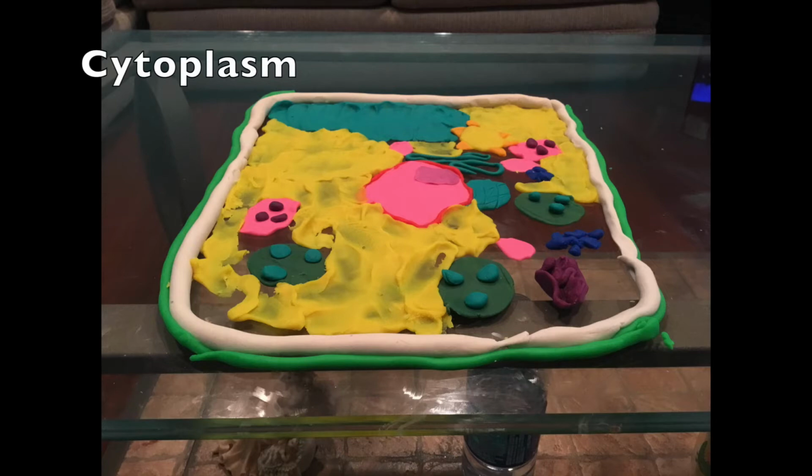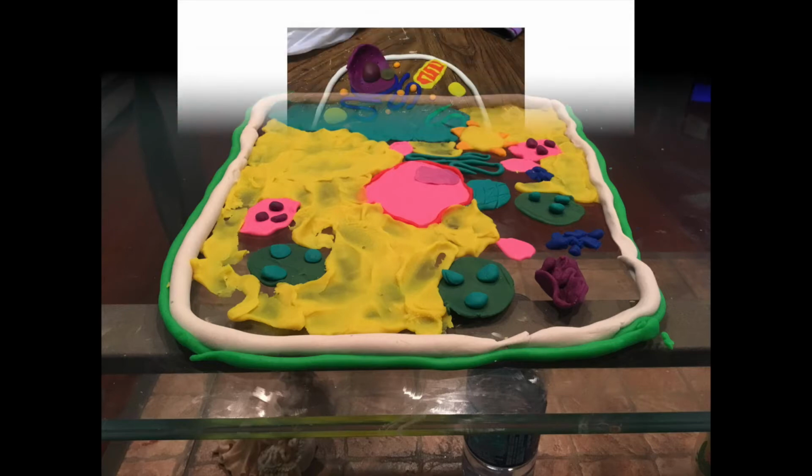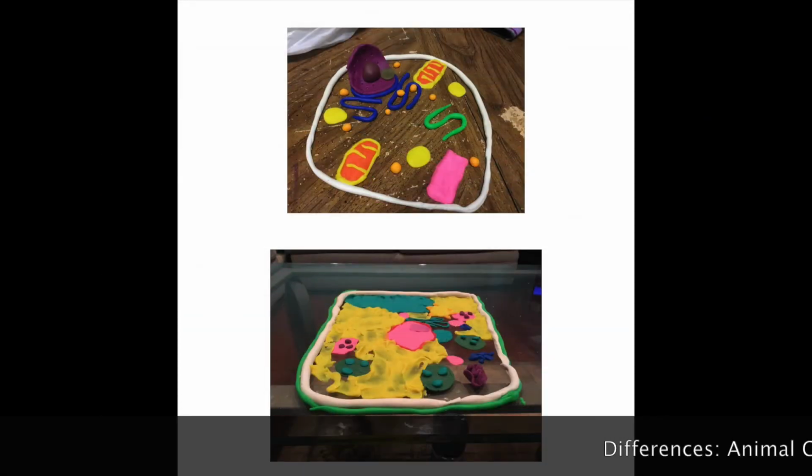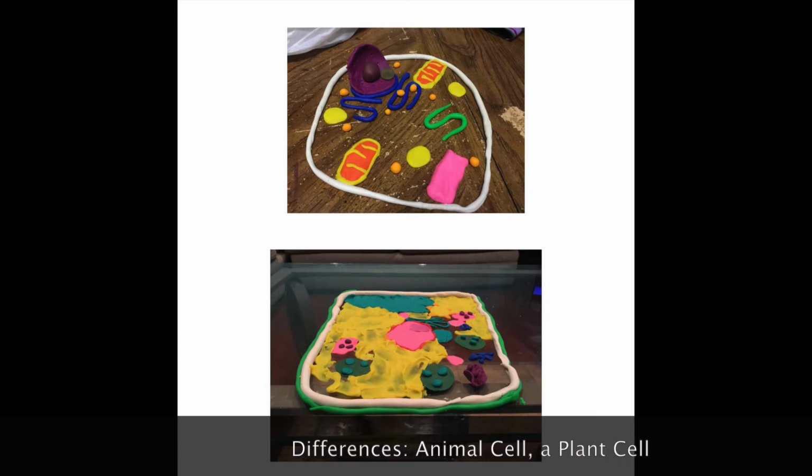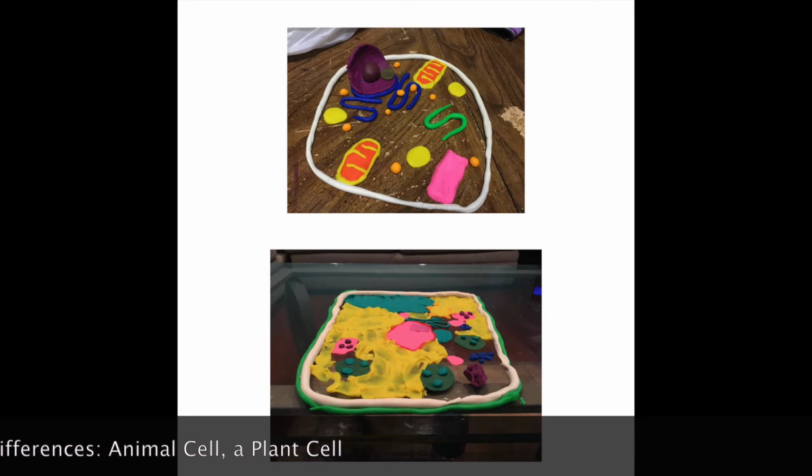Cytoplasm is the jelly material that makes up the inside of the cell. A plant cell has a Golgi body and others, but only the plant cell has chloroplasts, not the animal cell.